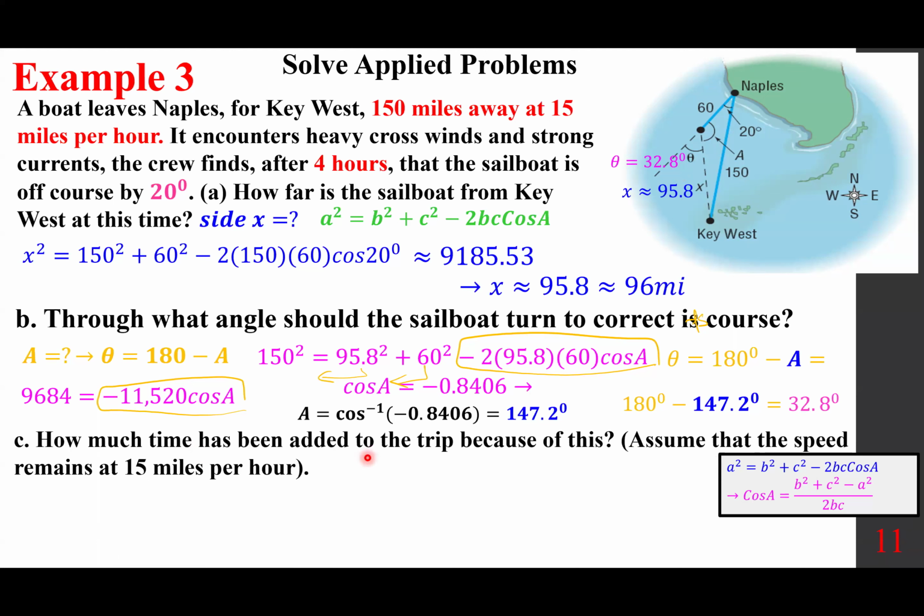How much time has been added to the trip because of this? Assume that the speed remains at 15 miles per hour. So we are supposed to go from point A to point B, from Naples to Key West, a distance of 150 miles. However, we have gone 60 miles and we need to go 95.8, about 96 miles. So the sum of these two minus 150 is the extra added distance. 60 plus 96 minus 150 gives us 6 miles more that we are covering.